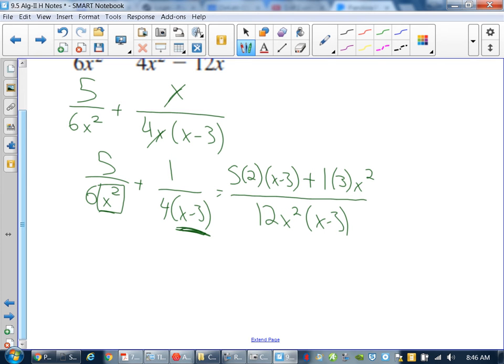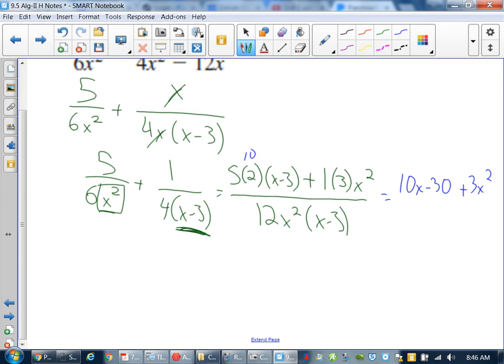Do not worry about multiplying out your denominators. You can leave them as terms, but I do want you to multiply out and simplify the numerators. Okay? So the numerator, excuse me, I'm going to get 10 times the x minus 3 gives me 10x minus 30 plus 3x squared. Everybody all right with that?